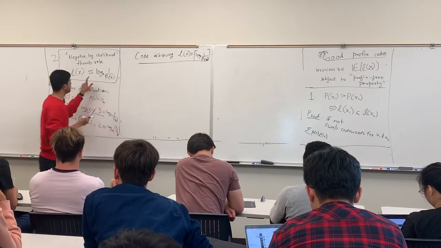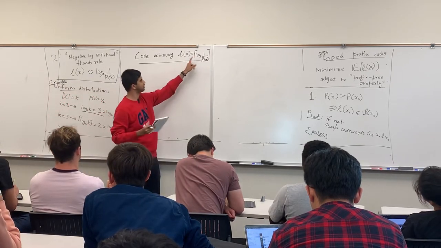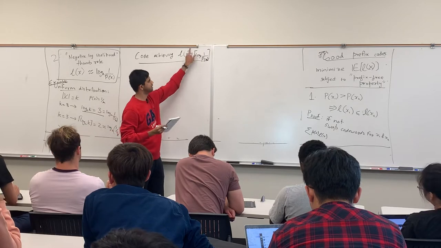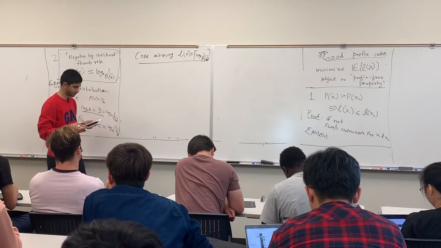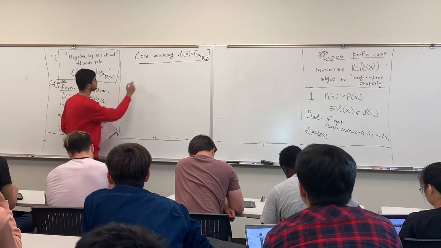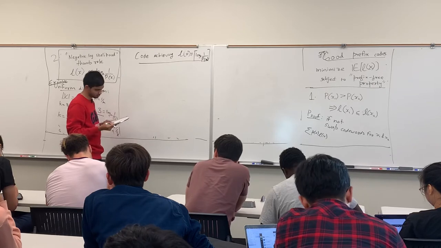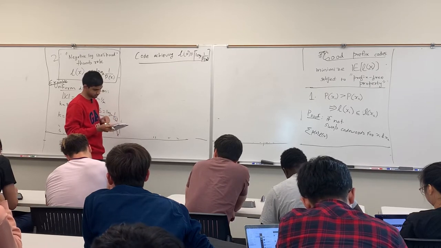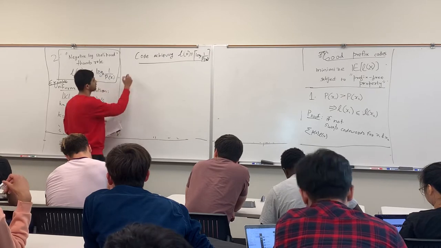So we saw the thumb rule. Now we are going to present an algorithm that exactly achieves the length of code word equal to the ceiling of log 1 over p of x. And then we'll do a few examples. We will prove that the code works, and that will be good.